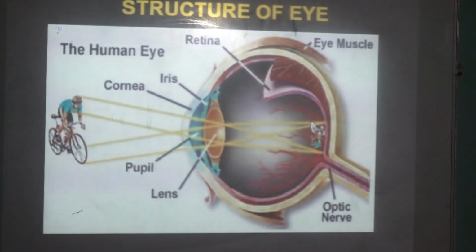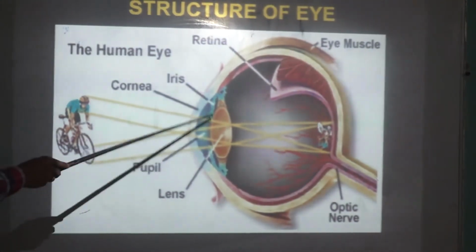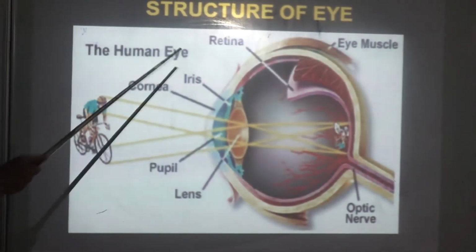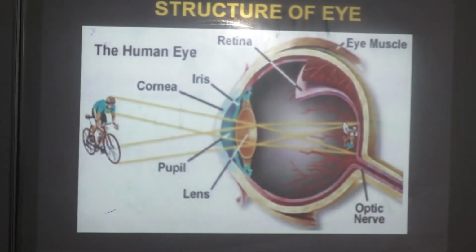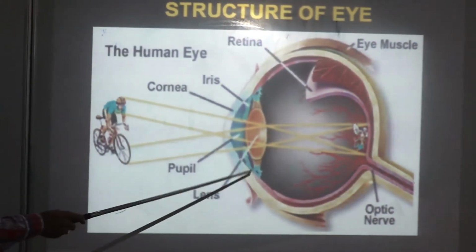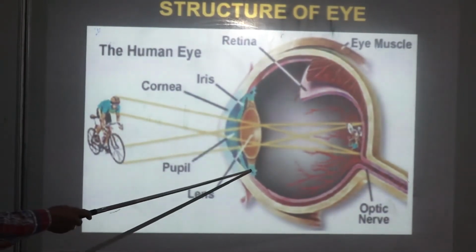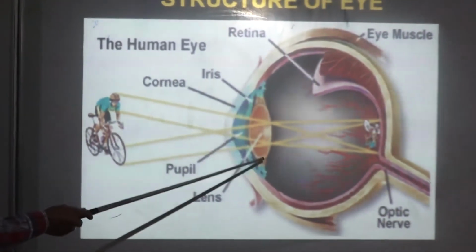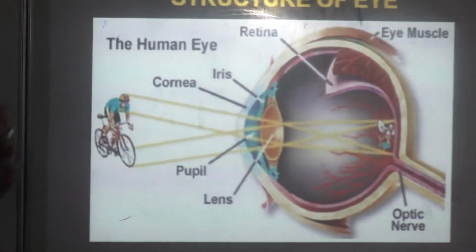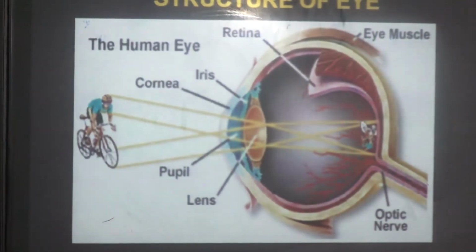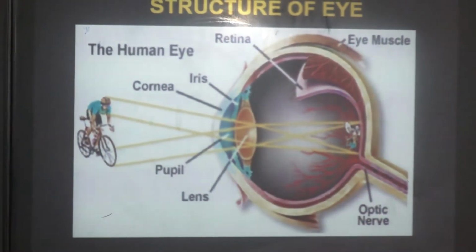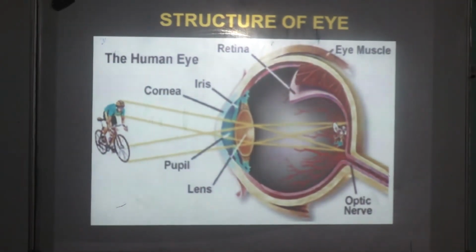How does it happen? That is only possible with the change in the focal length of the eye lens. How is the focal length of the eye lens changing? Here, this eye lens is attached to the eye with the help of some muscles. These muscles are called ciliary muscles. So with the help of the ciliary muscles, the eye lens contracts and expands. This is the most important thing.